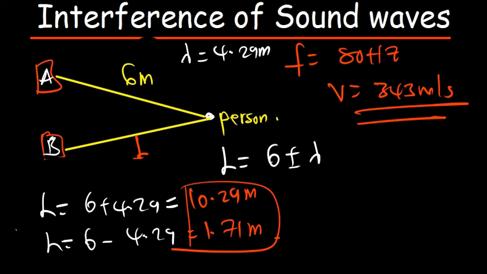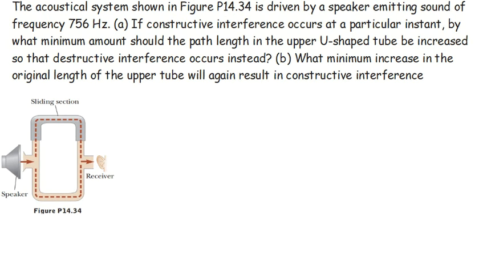But like I've said, it's possible you can just go ahead with just positive. That is just okay. Now, since I've given you the basic idea behind constructive interference and destructive interference, let's go ahead and see how we can work around with different questions. So the first question is, an acoustical system shown in the figure below is driven by a speaker emitting a sound of frequency 756 Hz. If constructive interference occurs at a particular instant, by what minimum amount should the path length in the upper U tube be increased so that the destructive interference occurs?